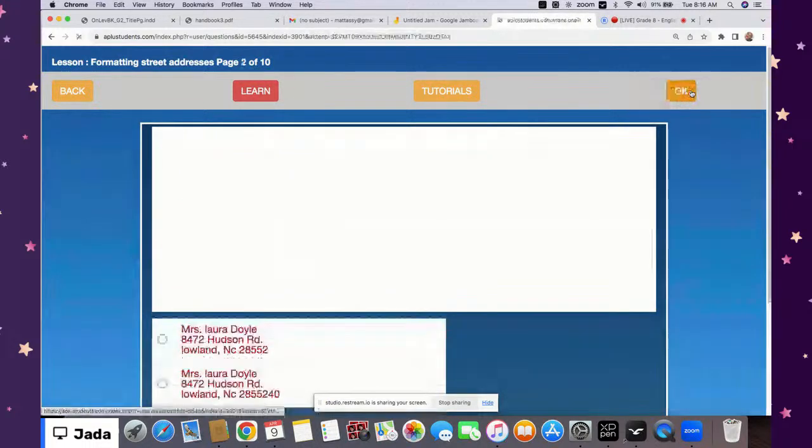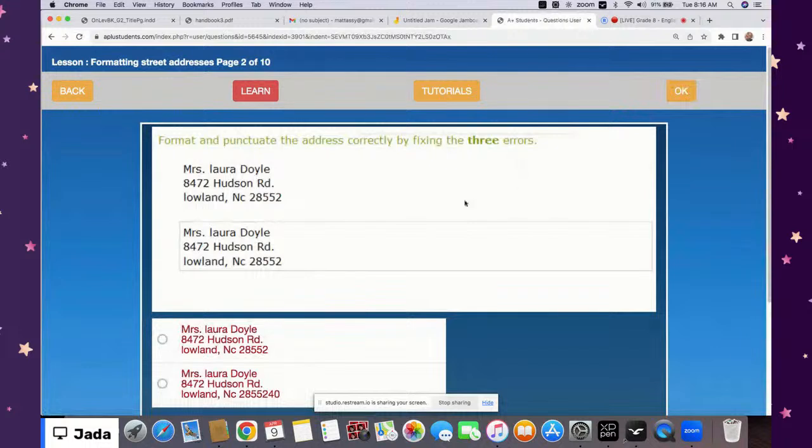So now you have three errors here. Laura, the name of the lady, is in small letters. Of course, it needs to be in capitals. Then you have Roland. That's the city. The city needs to be in capital letters. And what else?